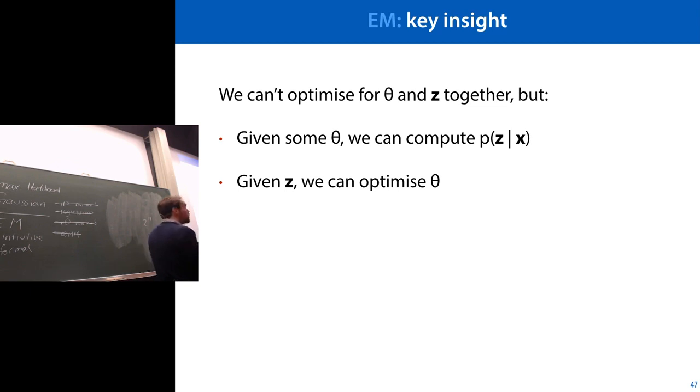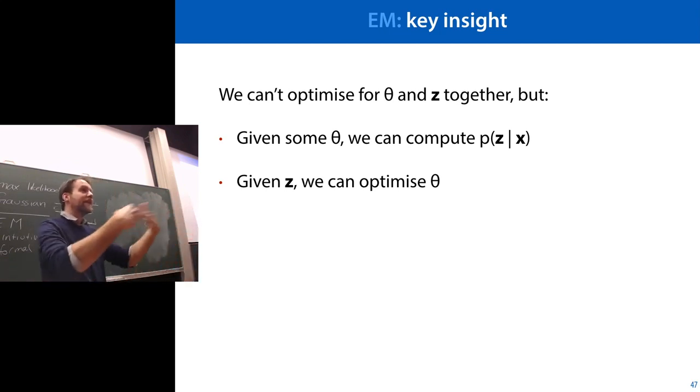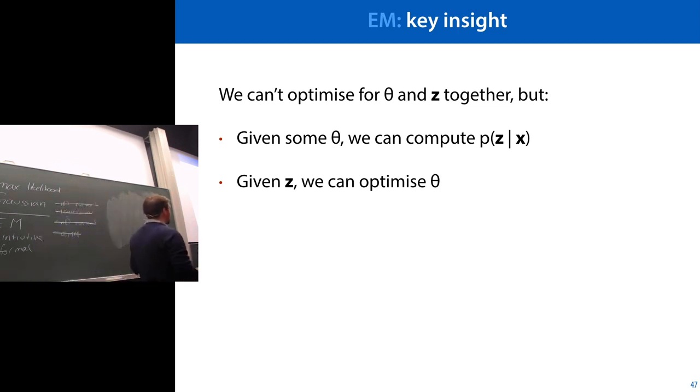So let's assume for a second that we knew exactly what the correct model parameters were. Then we could easily compute the probability distribution over which z generated which point, or over which component generated which point.